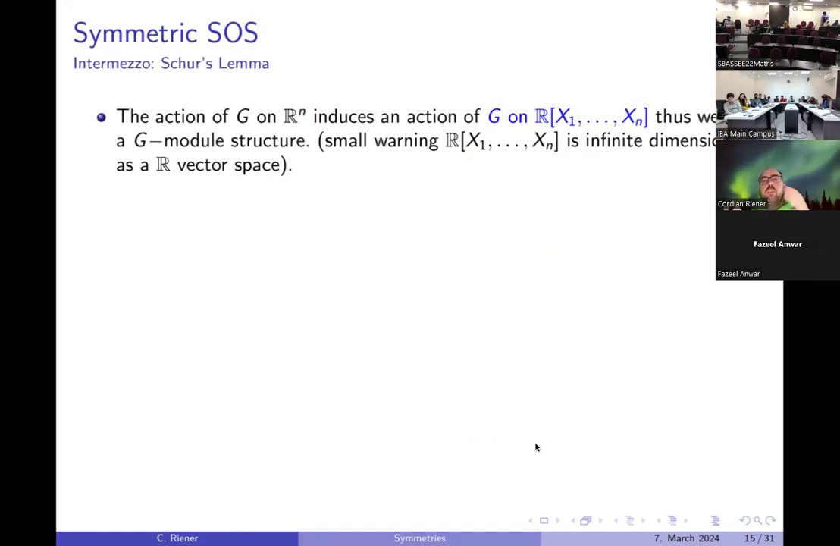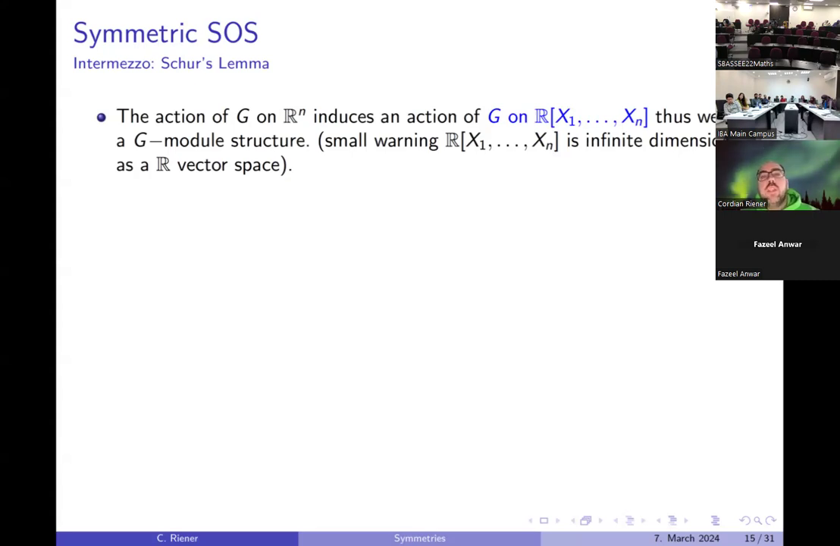So now I reduced the whole thing from a question in the polynomial ring to a question in the invariant ring. This is the interesting thing. Now all the polynomials involved are invariant, and I can do calculations in the invariant ring. So now I want to bring a little bit of representation theory into play. Again, I have this action on my Rn, which gives me this action on my polynomial ring. And we have a G module structure.